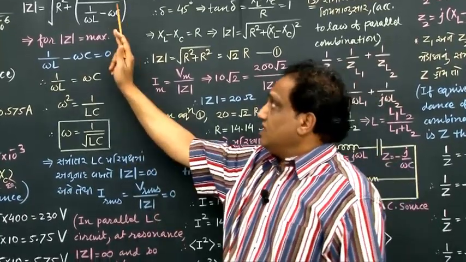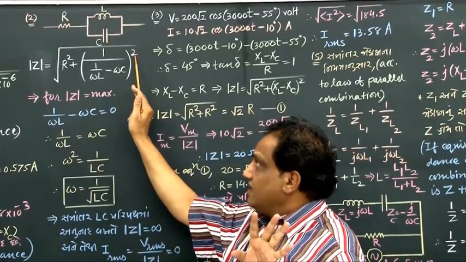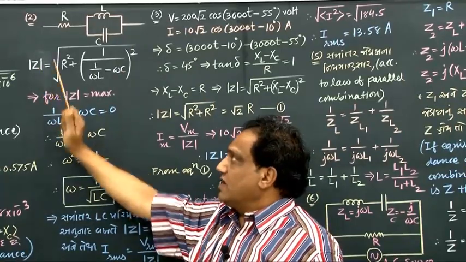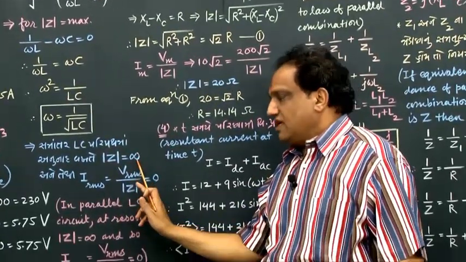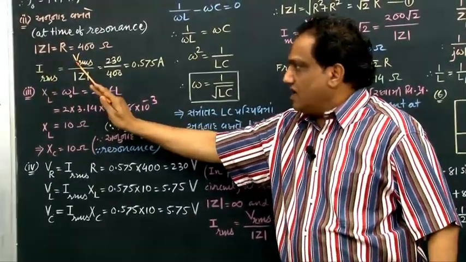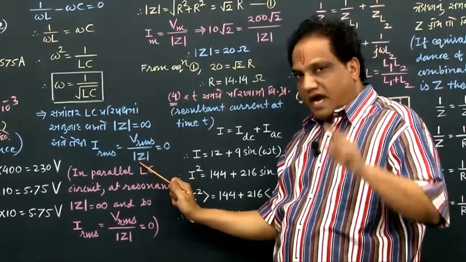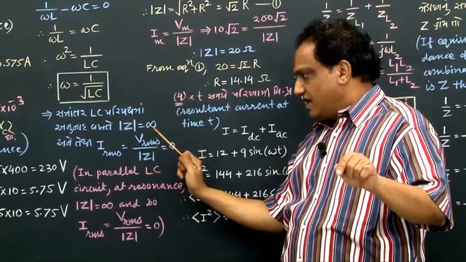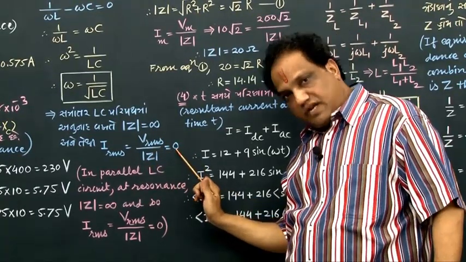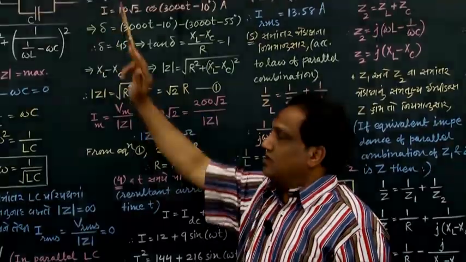Why? Because when this part is 0, 1 upon 0 will be infinity, infinity square is infinity, infinity plus something is infinity, square root will be infinity. So, mod Z will become infinite. When mod Z becomes infinite, what is the formula of IRMS? The formula of IRMS is VRMS upon mod Z. Here, IRMS equals VRMS upon mod Z. At present, mod Z is infinity, put it here. Something upon infinity will become 0, correct? Fine. Now, read the statement of number 3.